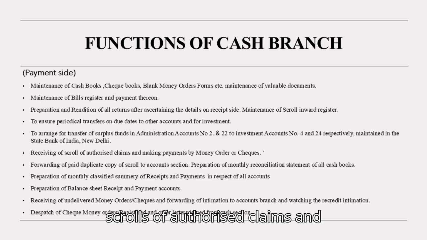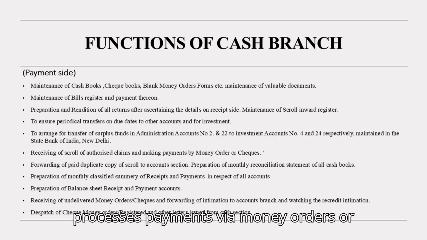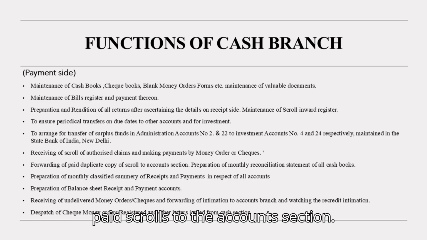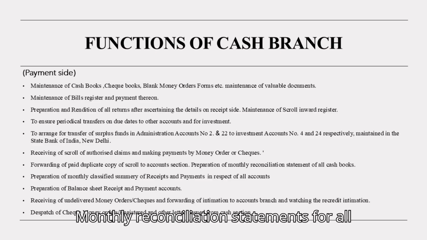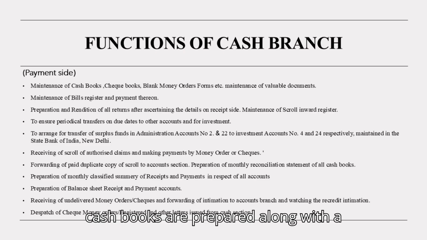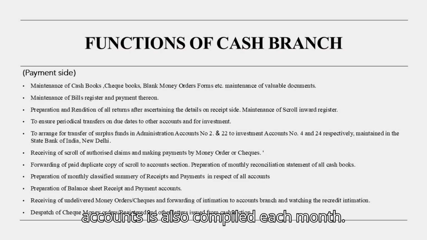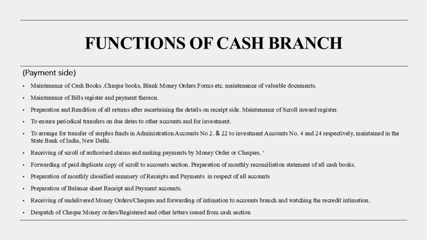The branch receives scrolls of authorized claims and processes payments via money orders or checks, ensuring prompt forwarding of paid scrolls to the Accounts section. Monthly reconciliation statements for all cash books are prepared, along with a classified summary of receipts and payments across all accounts. A balance sheet of receipt and payment accounts is also compiled each month.